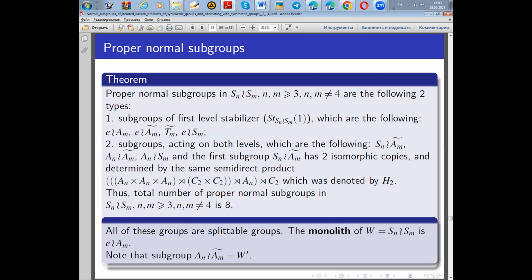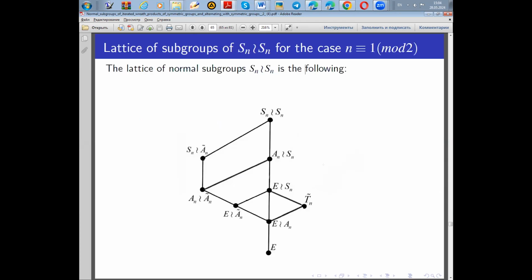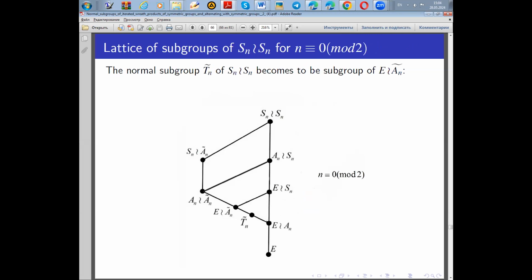And the proper normal subgroups of Sn on Sm are the following, where we characterize them by subgroups of the level stabilizer and subgroups acting on both levels. The case N=4 is exceptional because the Klein subgroup gives three additional normal subgroups, and the lattice structure of normal subgroups is the following: if N is odd, we have Tn as a separate subgroup, and if N is even, Tn, as I say, is a subgroup of A tilde, because Tn is all even permutations or all odd, but when the number of odd permutations is even, the product is even too, so it's a subgroup of A E sub-wreath product A tilde N.